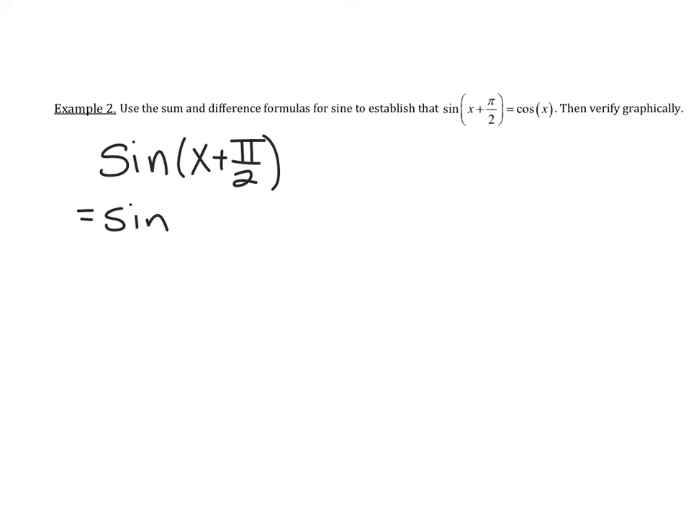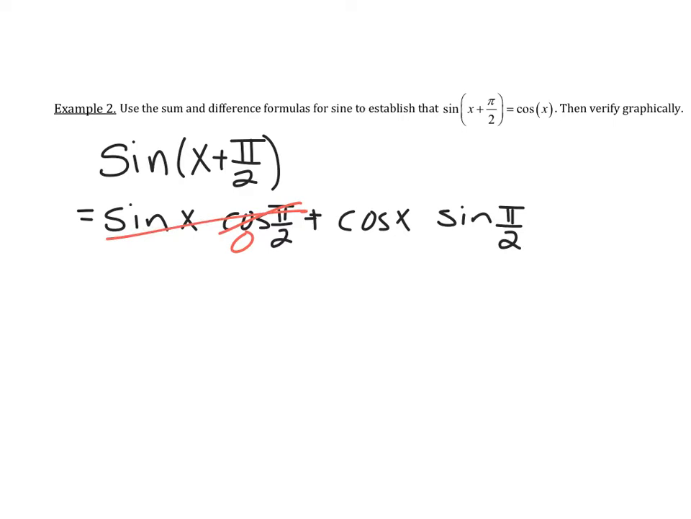So sine of x plus pi over 2 equals sine x cosine pi over 2 plus cosine x sine pi over 2. With a sum, the sign between the terms stays the same, so that's going to be a plus sign. And then we go ahead and evaluate. Cosine of pi over 2 is 0, so that zeroes out this whole term. And sine of pi over 2 is 1, and so we simply get cosine of x.